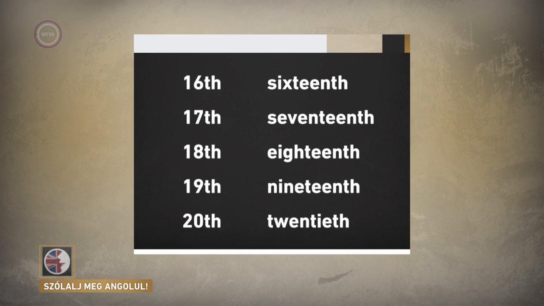18th is what? Yes, that's right. 18th is 18 with TH added to the end. 19th? Easy. 19th is 19 with TH added. And 20th? Well, the only thing we have to be careful about is the fact that we replace the Y with an I before we add ETH. The same thing happens with 30th, 40th, 50th, and so on. We drop the Y and add IETH.